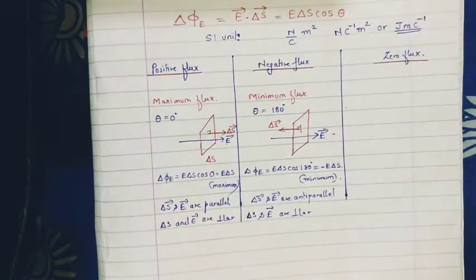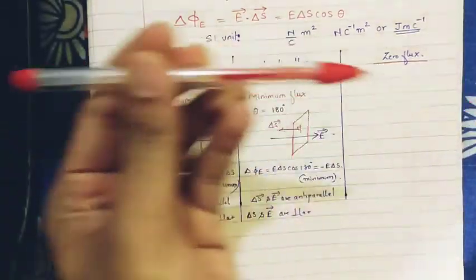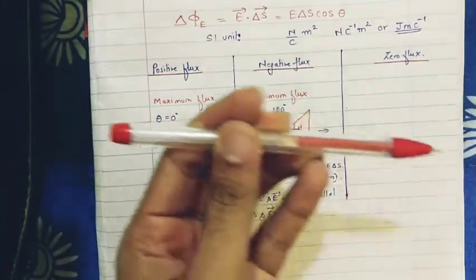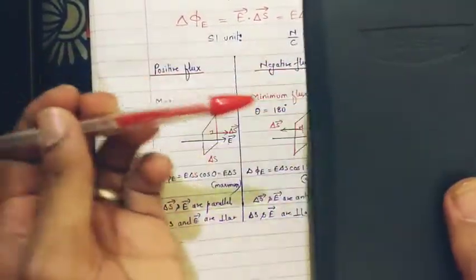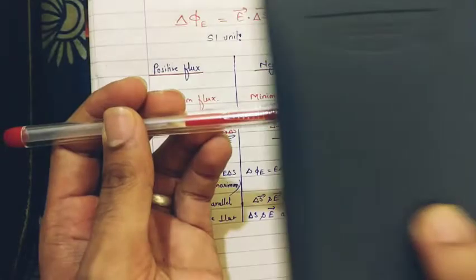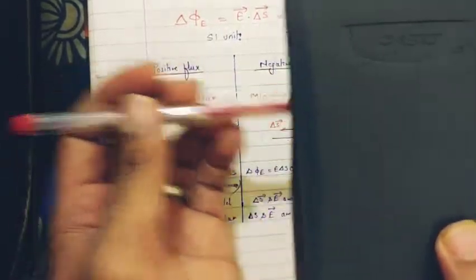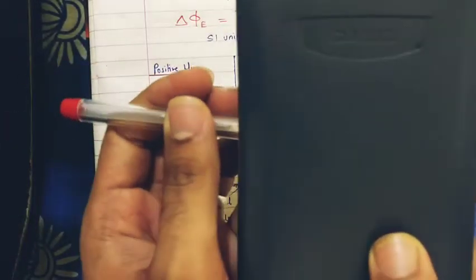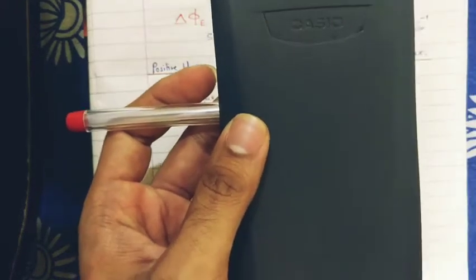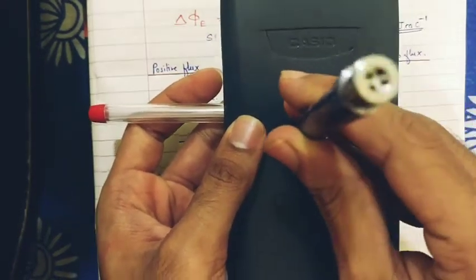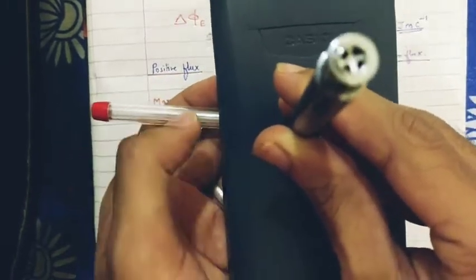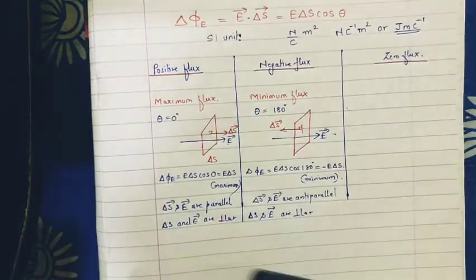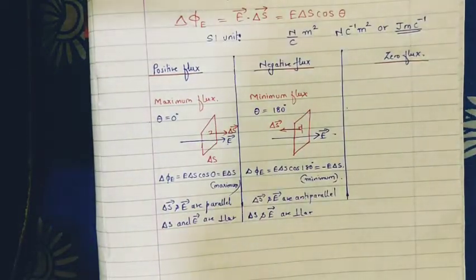And coming to the third category, that is zero flux. You can very well assume that supposing my electric field is going this way, in this direction, and I place my area like this, obviously no field lines are going to pass through the area. So if I keep my surface parallel to the electric field, or my area vector perpendicular to the electric field, that time I am going to get a zero flux.